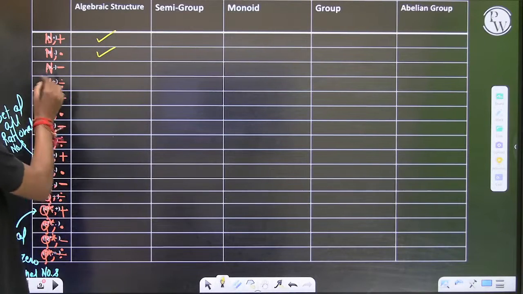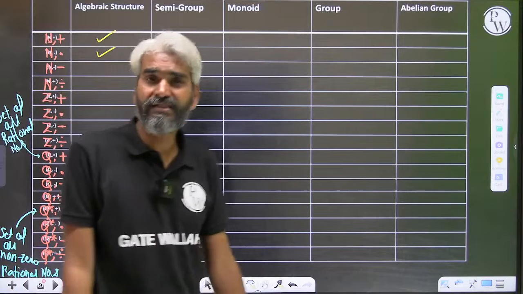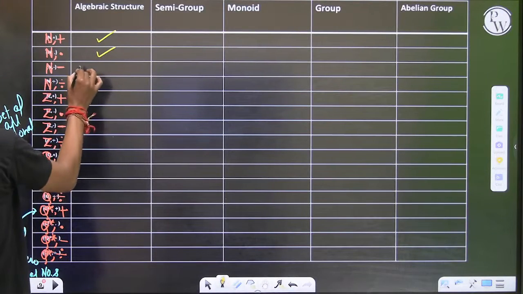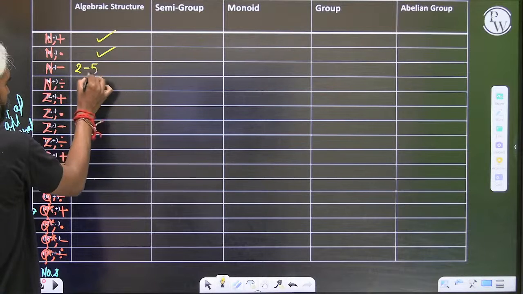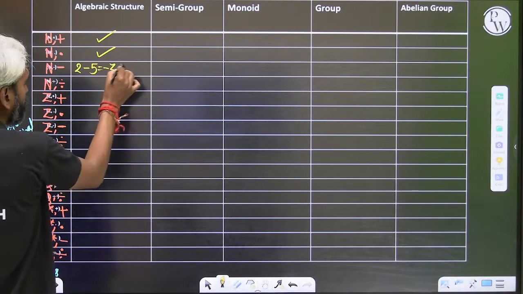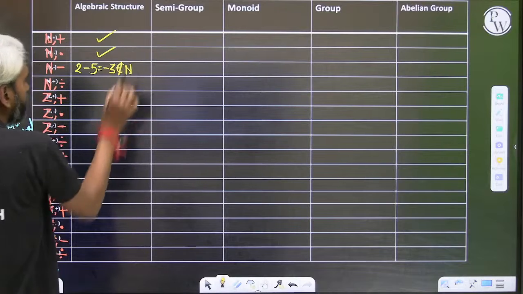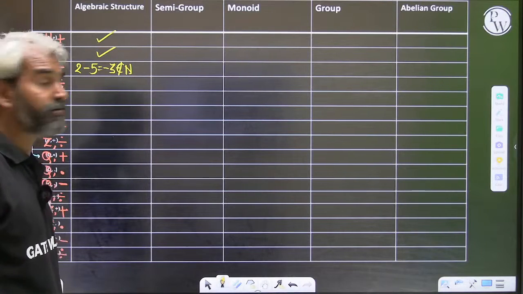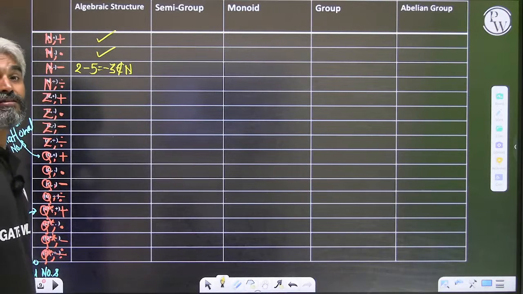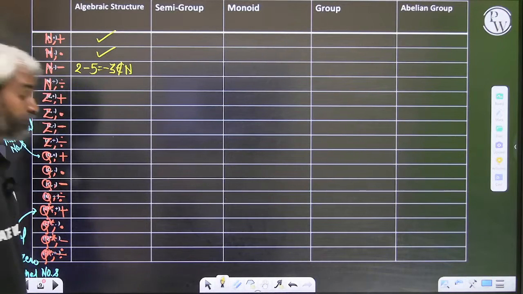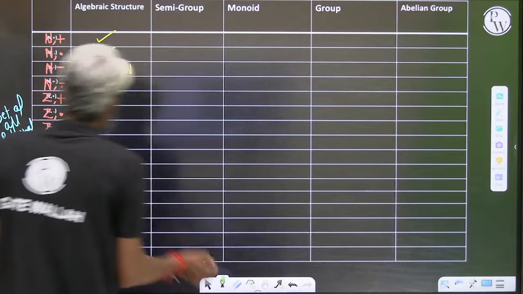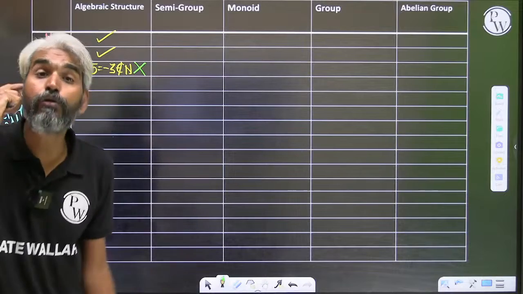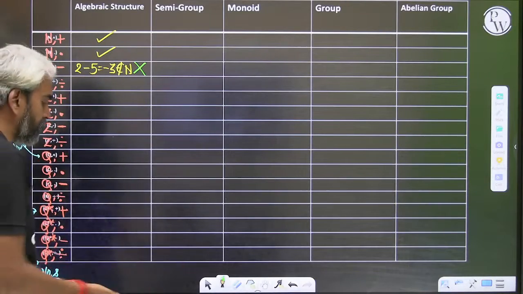If I take two natural numbers and perform the subtraction operation, is it necessary that the result will also be a natural number? No, sir. If I simply write 2 minus 5, this equals minus 3, which does not belong to the set of natural numbers. That means if you take two numbers and perform the binary operation subtraction on them, the result need not be a natural number. Therefore, this set of natural numbers with respect to the binary operation minus is not closed. That's what the closure property actually means.